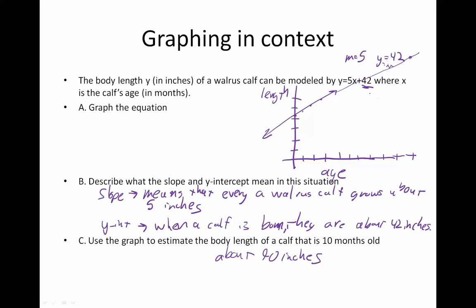We can confirm that if we want to just plug the number in here. 10 months old would be, we place that for x. 10 times 5 is 50, plus 42, 92. So it's about right. We were pretty close in our estimation using the graph.